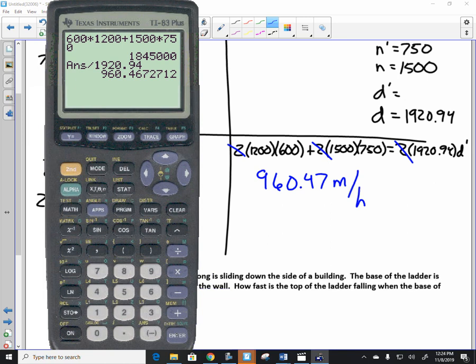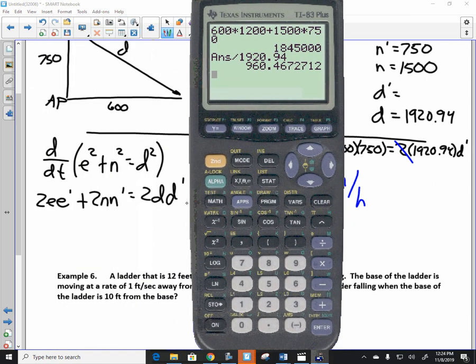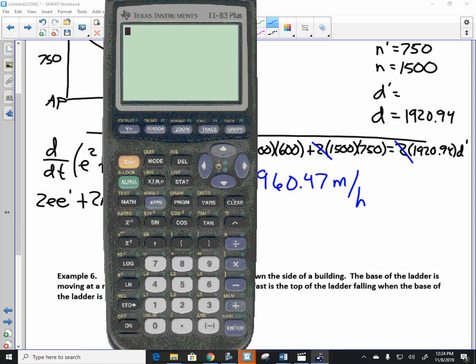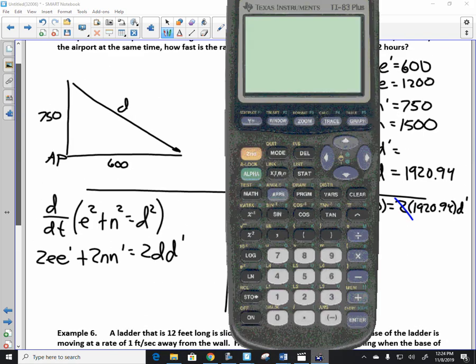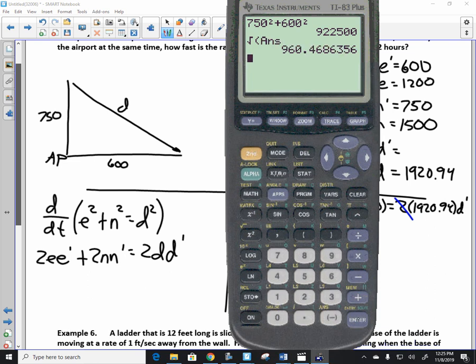Now, I'm worried you guys are gonna like start yelling and throwing stuff at me. Just watch this. If I take 750 squared plus 600 squared, and I take the square root of the answer, look at what I get. Right. So here's why. This problem is a setup problem. It's to help teach you how to do the next one.